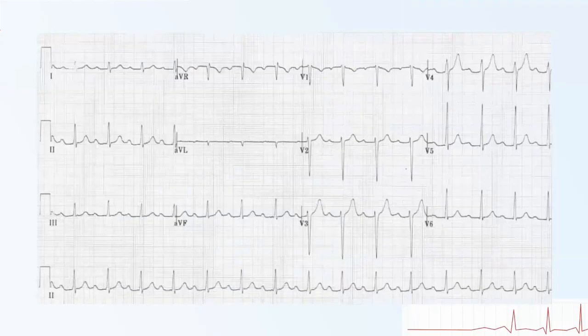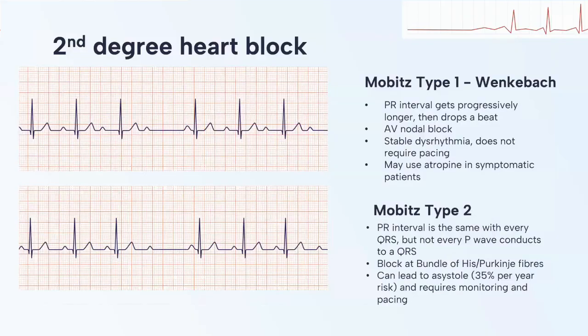So this is a 12-lead that's just showing first-degree heart block. Of note are the prolonged PR intervals in the rhythm strip, but the rate is normal, so there's not really much going on there. The next one we go on to is a second-degree heart block.